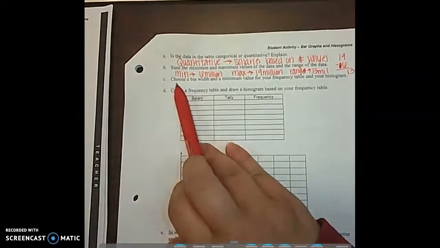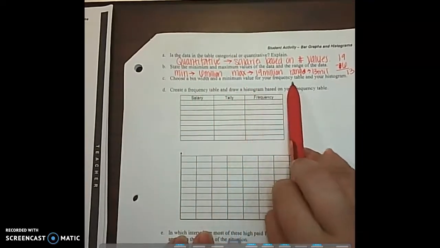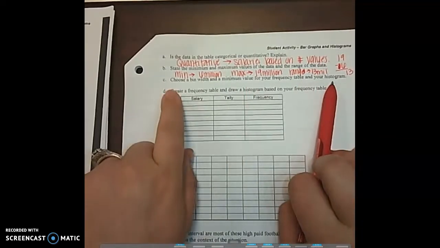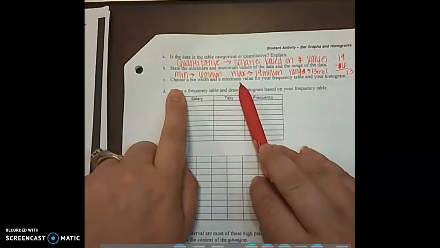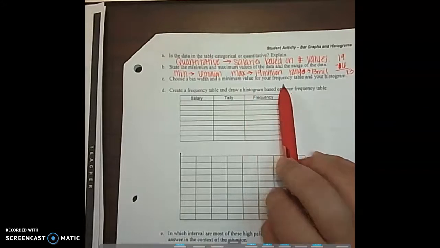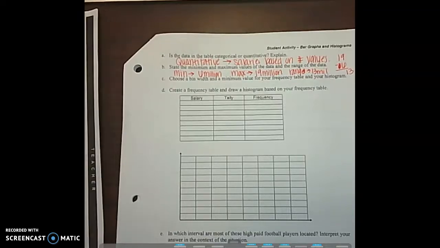C says choose a bin width and a minimum value for your frequency table and your histogram. All right, so your answers may vary based off what bin width you chose and the beginning of the interval. So your bin width is going to be how large or how many bins you chose and the frequency of the table.